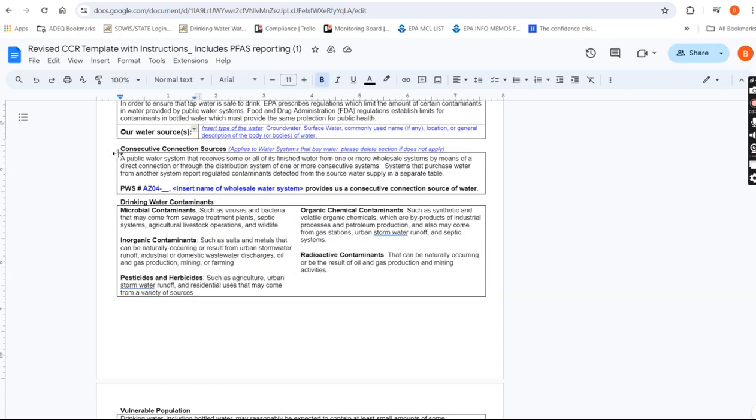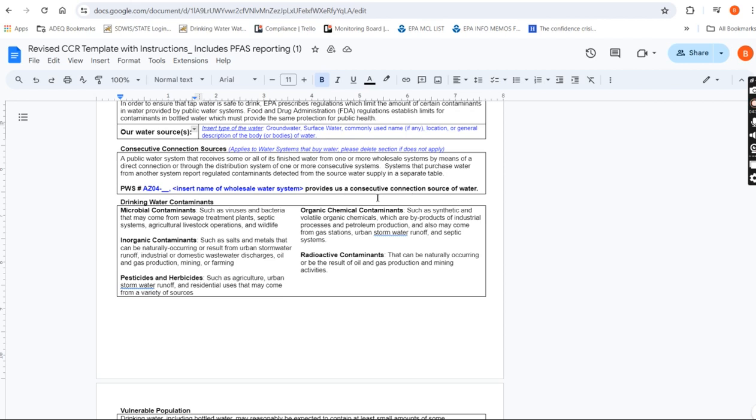Consecutive connection sources. So if your water system buys some or all of its water from another water system, you need to provide the name of that wholesale water system that you buy water from, as well as provide that system's CCR, or you can incorporate their detected contaminants data into your CCR. If you are a wholesale water system, so you sell water to another water system, you need to provide all of your data for the CCR to your buying systems by April 1st of each year. If you are a buying system, make sure that you reach out to that system you buy water from to get that data if you haven't received it on time.